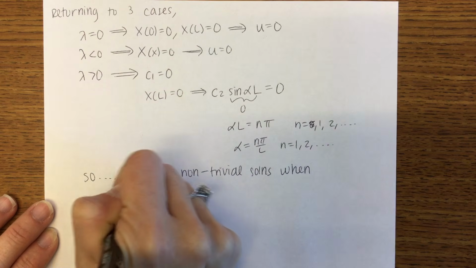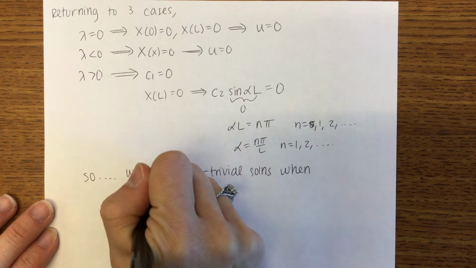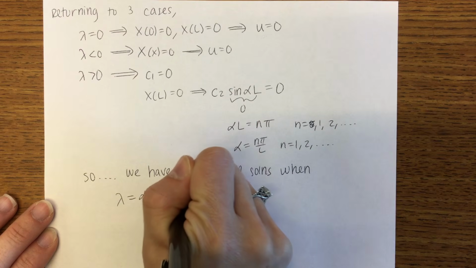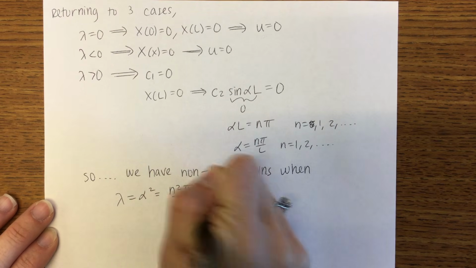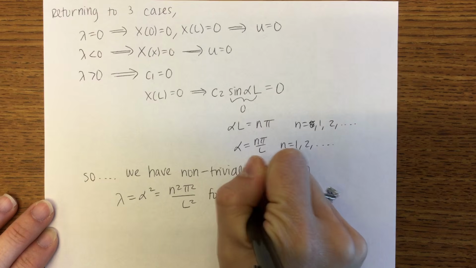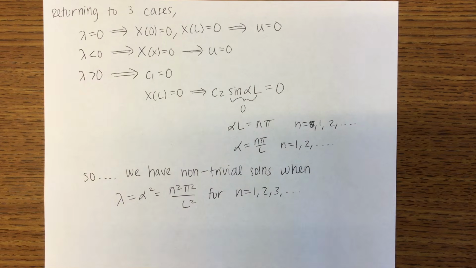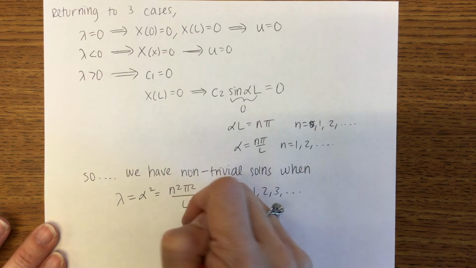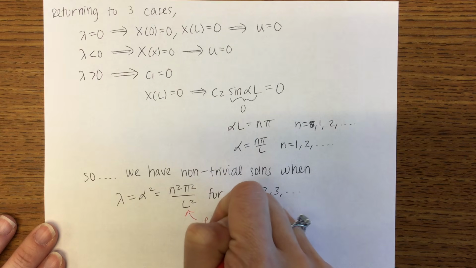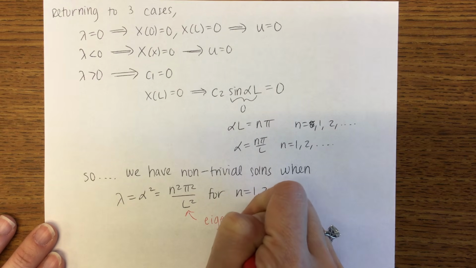When that lambda, which again is alpha squared, is going to be n squared pi squared over L squared, for n is 1, 2, 3, etc. Why did I start n at 1 and not at 0? We don't want lambda equals 0. We already showed that that's going to give us a trivial solution. These were called the eigenvalues before.